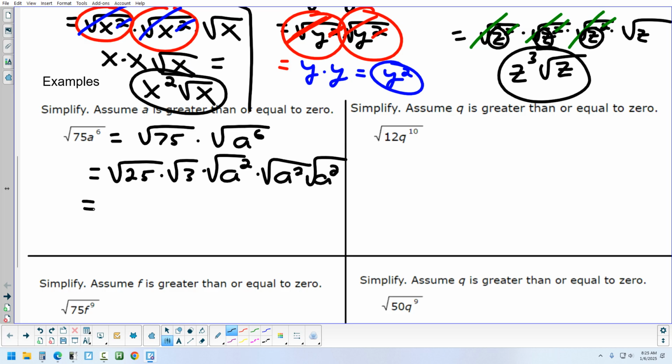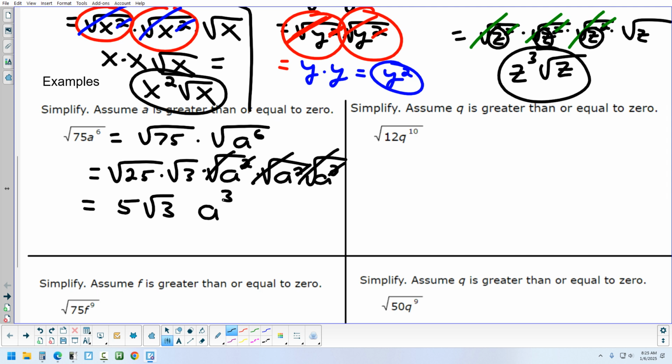Square root of 25 is 5. Square root of 3, well, we're just going to leave that because we can't do anything with it. And then square root and square cancel. Square root and square cancel. Square root and square cancel. A times A times A is A cubed.